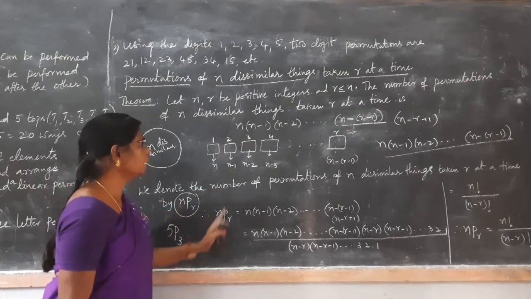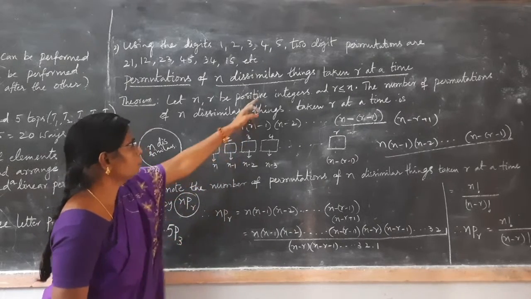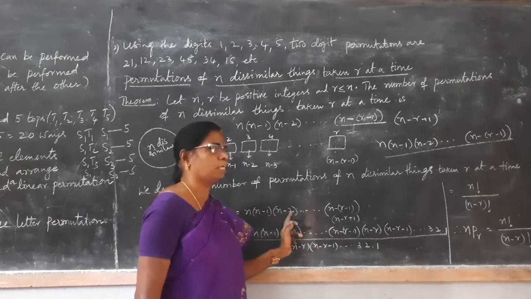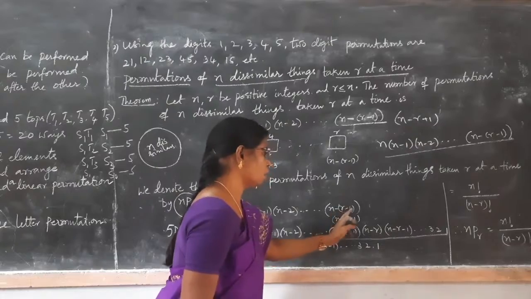సో nPr అంటే, ఇక్కడ అకార్డింగ్ టు దిస్ థియరం, what is nPr? n into n minus 1, n minus 2 and so on, up to n minus r plus 1.